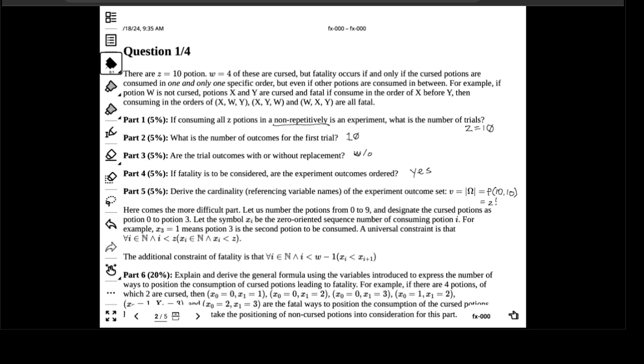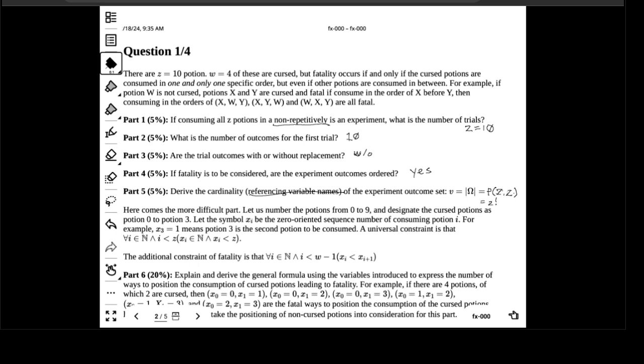There we go. Because I'm supposed to reference the variable names, that's why I have to use z factorial in this case, and the tens should be z as well. Let me go ahead and fix that. So there's z to begin with, and we want to choose z where ordering is important.